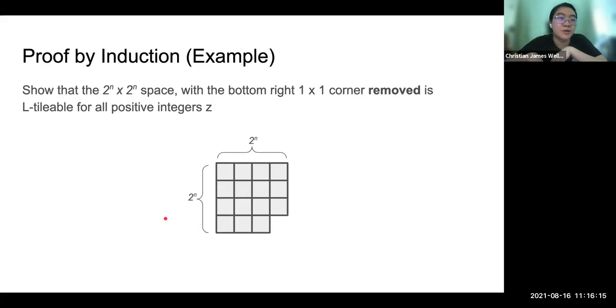Now here's the question. Let's say I have this 2 power n by 2 power n space, but then I remove the bottom right corner. Then I claim that this is actually an L tileable space for all positive integers n. I made a typo here, apologies.